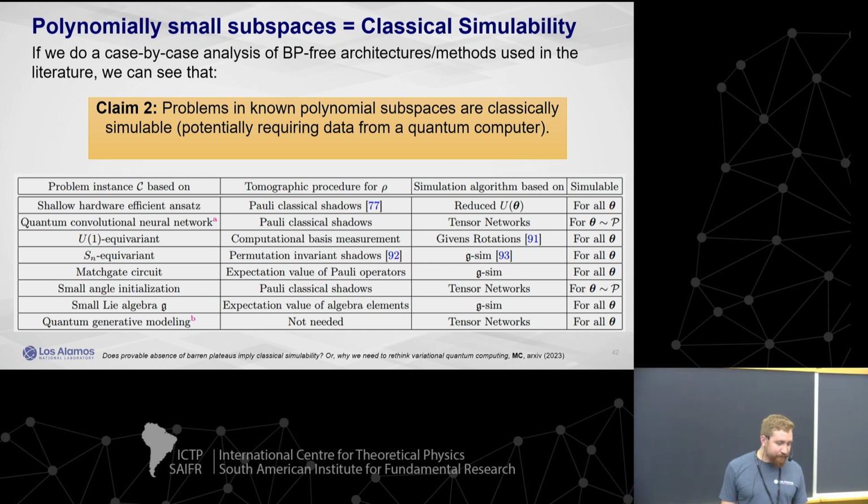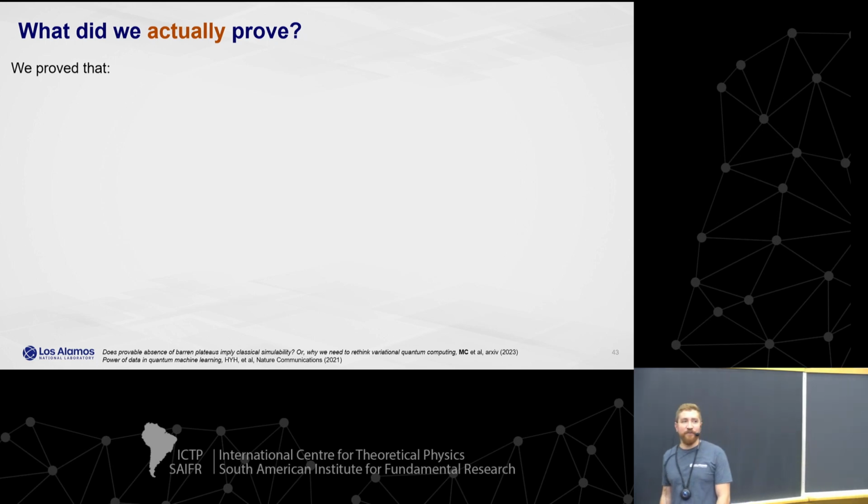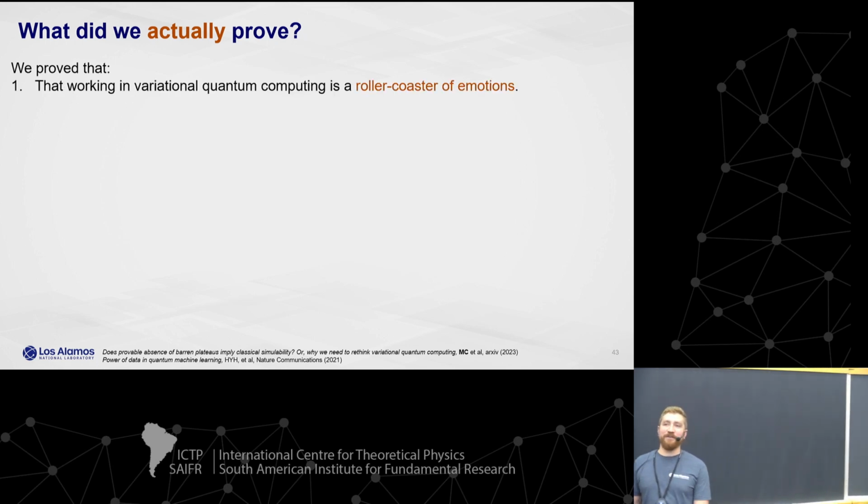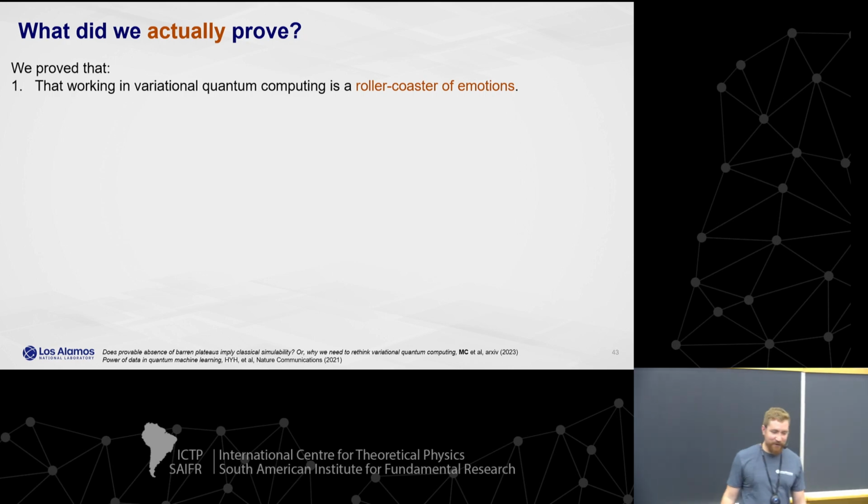So if we take a step back at this first hour of the lecture, we can ask the question, what did we actually prove in all of this story of 6 years? Well, I think that the first thing that we've proved is that working in quantum machine learning is a roller coaster of emotions. It really is. You think you've solved a problem, and then you think that you're doomed, and you find something, but it turns out that it doesn't work. So it's definitely exciting and interesting, but emotionally exhausting.